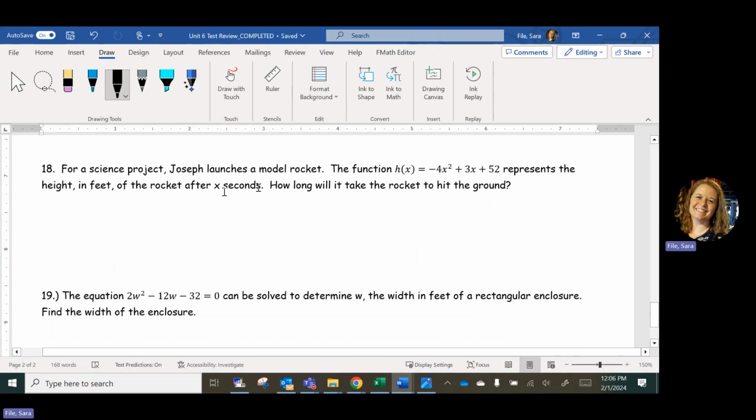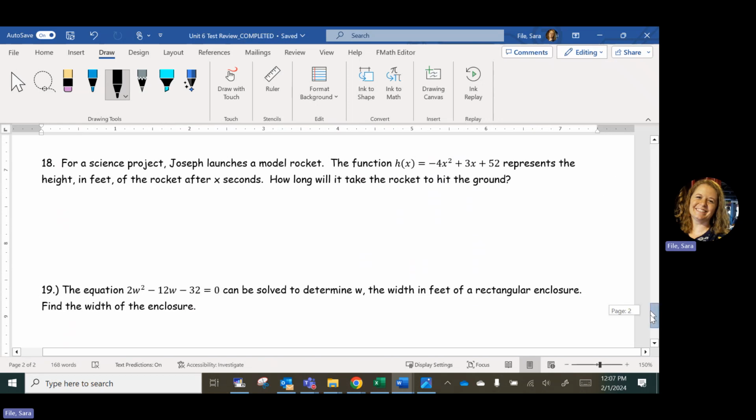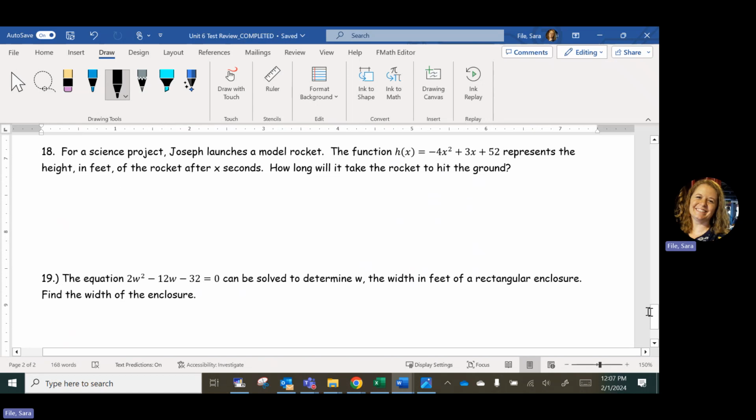All right, down to the last two. I've already fixed it on here, but number 19 did have a typo on the printed. It had an X there, so make sure you change that to a W. These variables should be the same. All right, now these are word problems, but it doesn't change how we solve for a quadratic. We just have to interpret it in terms of the scenario. So in 18, it says, for a science project, Joseph launches a model rocket.